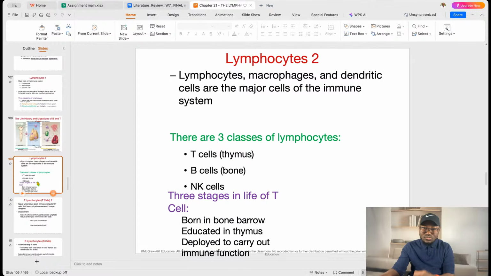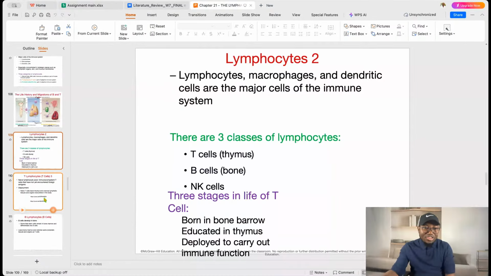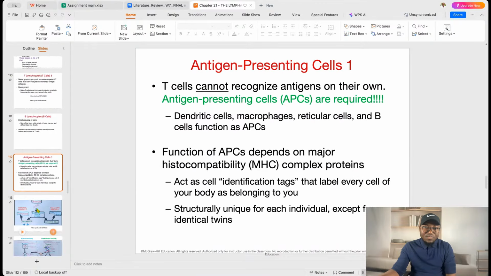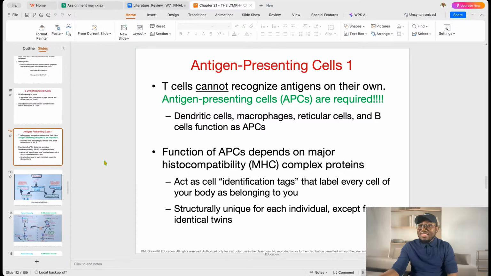Why is this slide like this? Okay, so this now starts classically defining lymphocytes, how they are distributed. These are antigen presenting cells. You need to also know antigen presenting cells.